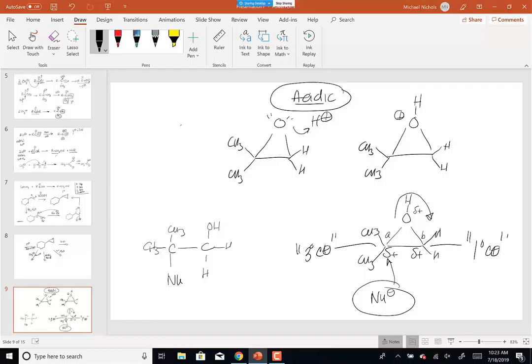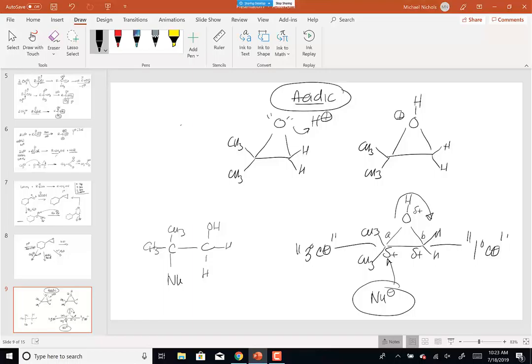So this is one of these things where acidic ring opening. Oh wait, we did this with the bromonium ion. And if I would have said that, everybody would have been, what's the bromonium ion? Right, so we did this before.